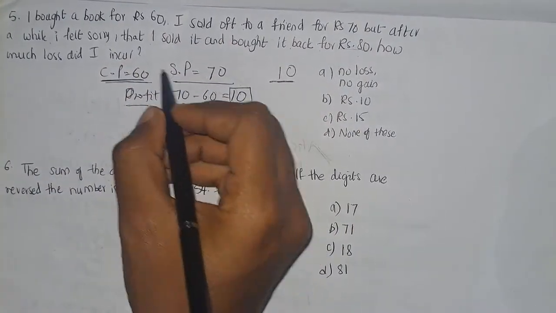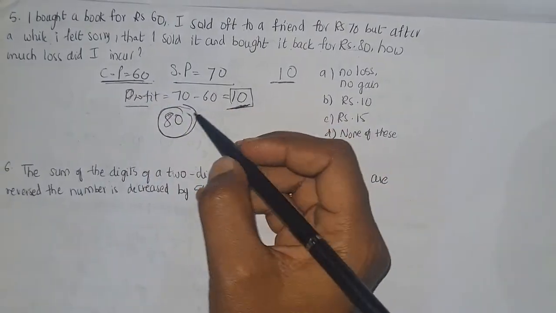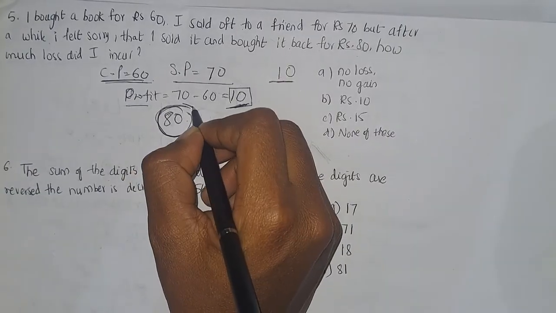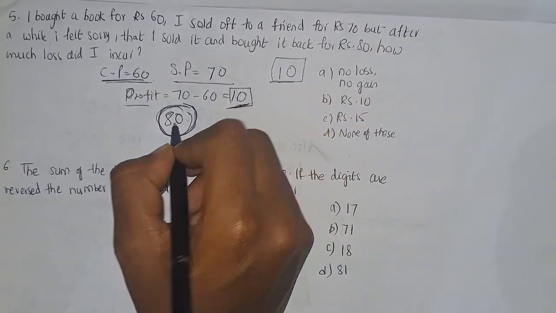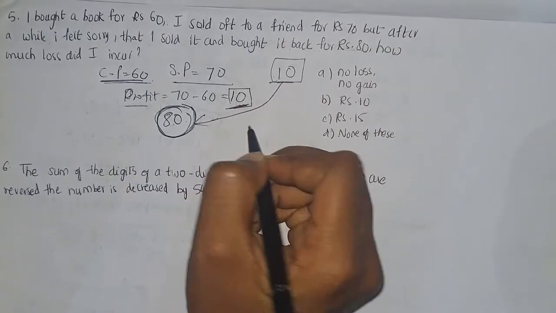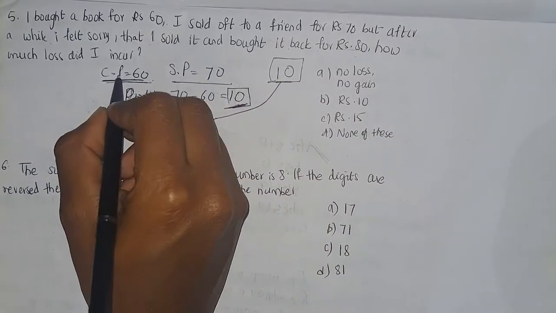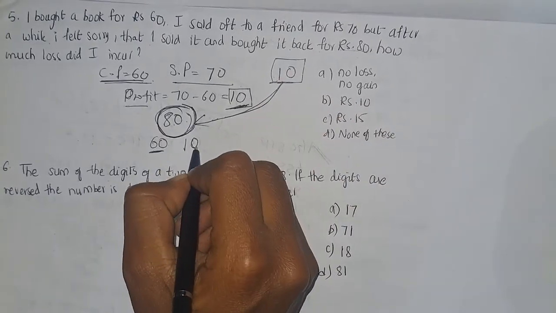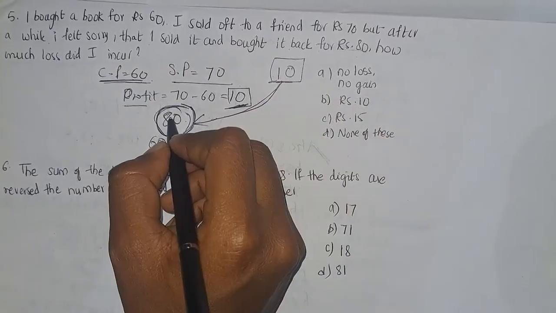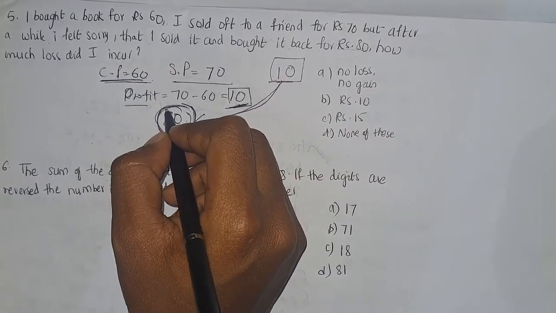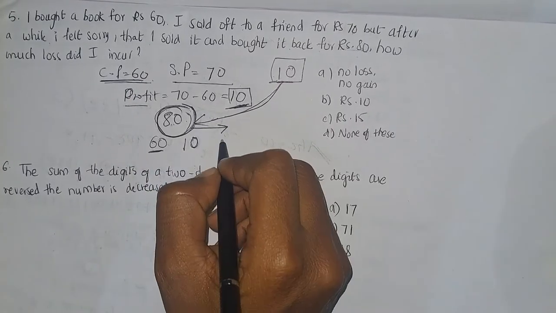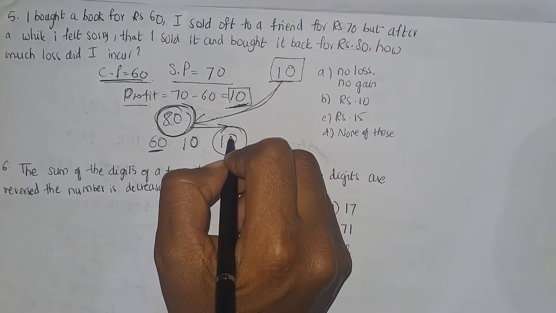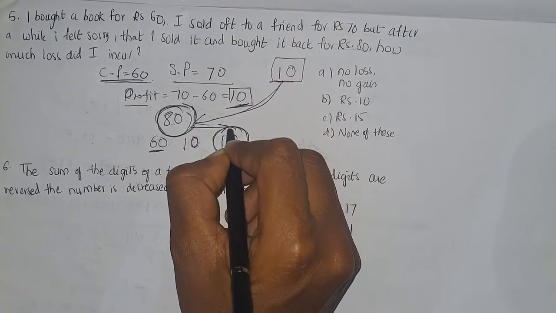That means actually his cost price is 60. Now he bought it for 80 rupees. For this 80 rupees, he has a profit of 10 rupees. So if you cover this 10 rupees, 60 rupees is the cost price. You keep it aside. And you have 10 rupees as a profit. You spend this profit on buying the book back. So again you have to pay 10 rupees more to your friend to get your book back.